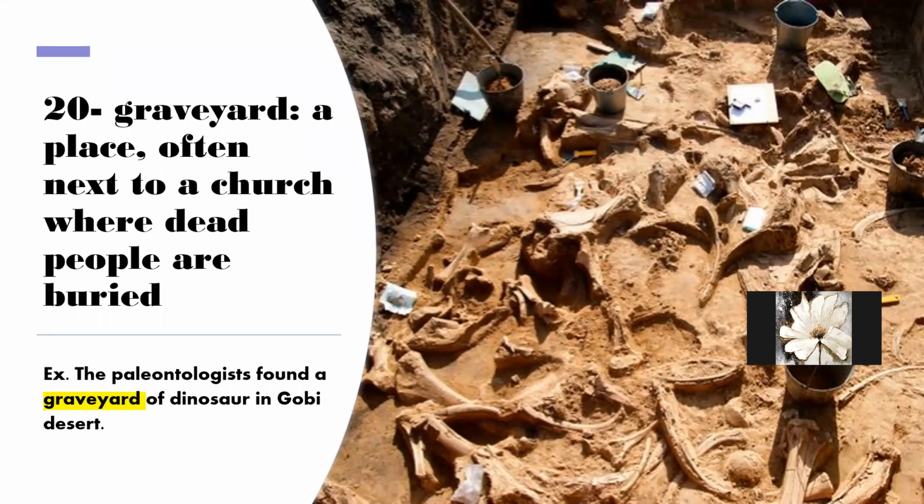Here we have the word graveyard. As you see here, you're going to find a lot of bones of the dinosaurs. Why? Because it's in a graveyard. What's a graveyard? It's a place where you're going to find dead bodies. So as you see here, the paleontologist found a graveyard of dinosaurs in the Gobi Desert. It means that they found the place where the dead bodies of the dinosaurs were. This is called a graveyard in English. You got it, my dears?